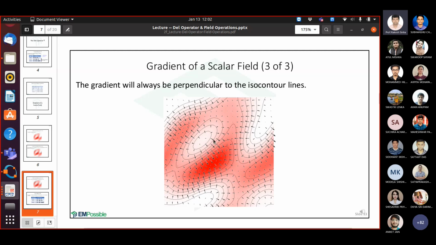So in the tangential direction there is no change. Only the change is perpendicular to that. The main change is perpendicular to the isocontour line. This isocontour line belongs to the scalar field, not the gradient. Please note that.